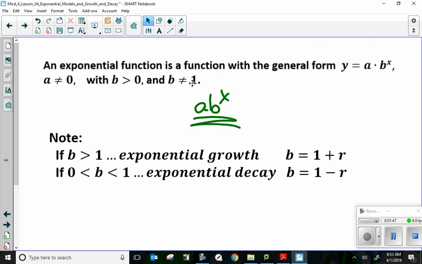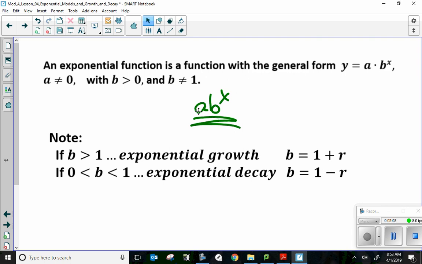B has to be bigger than 0. But here's the big thing. B can't be 1, okay? B cannot be 1. If B is 1, it doesn't matter what power you have a base 1 to, this becomes 1. 1 times anything, whatever a is, would just be a, and it would be linear. It would not be exponential.